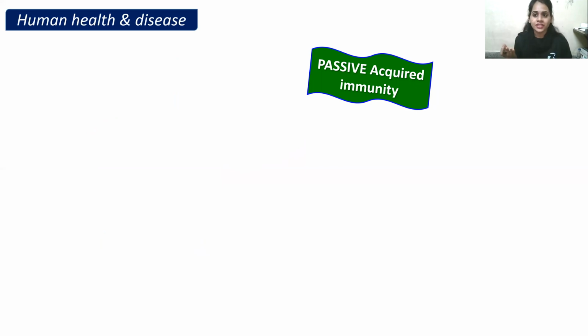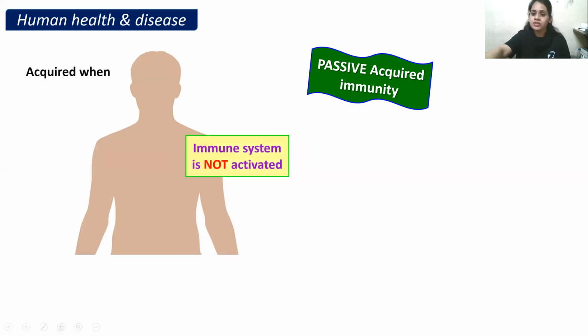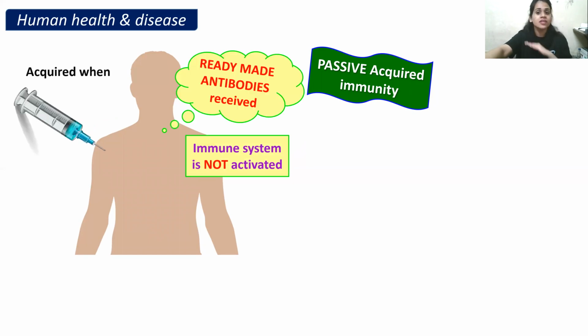Now going to the next one, that is passive acquired immunity. Passive acquired immunity is the one which is acquired when the immune system is not activated. Immune system is not activated means here there is no production of antibodies. The antibodies are given ready-made. So the ready-made antibodies are received in passive acquired immunity.